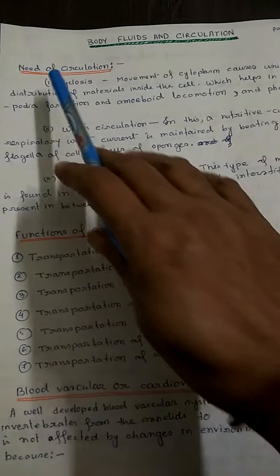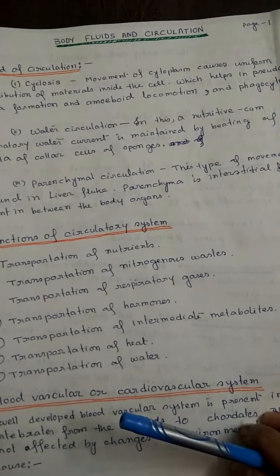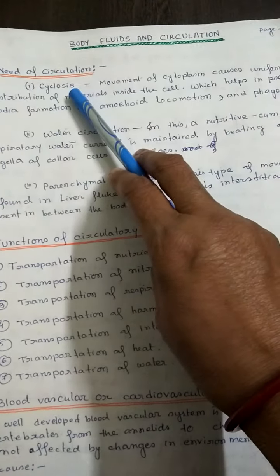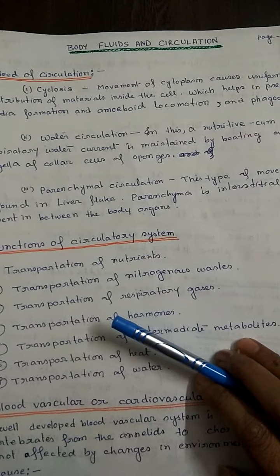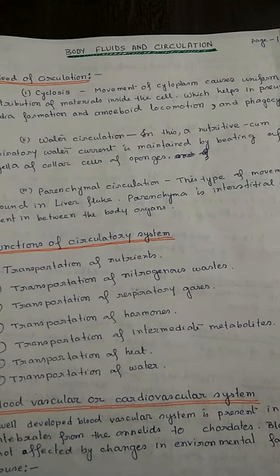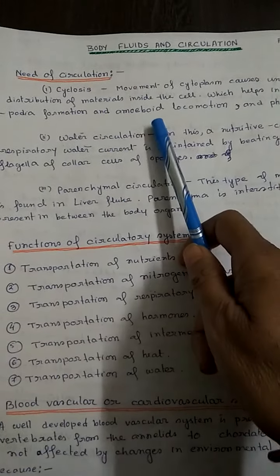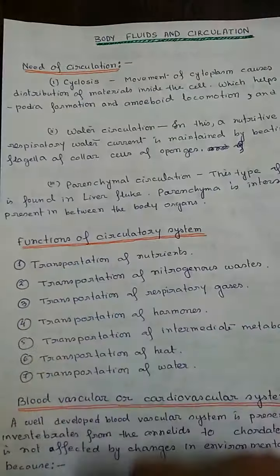So the first question is why we need circulation. First point is cyclosis. Movement of cytoplasm causes uniform distribution of materials inside the cell, which helps in pseudopodia formation in the case of amoeba. Okay, so that one is cyclosis.